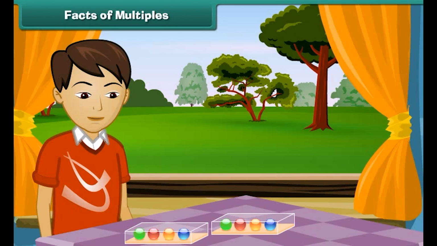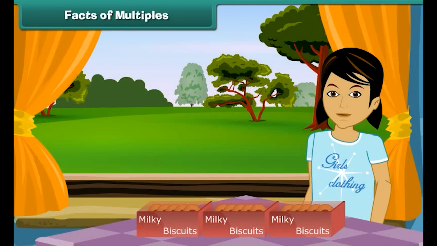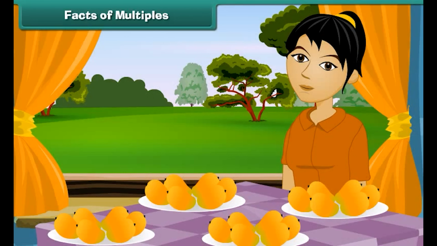Ved buys another box of 4 marbles. He expresses the total number of marbles as 4 multiplied by 2 is equal to 8. Prerna buys 2 more packets of 5 biscuits each. She expresses the total number of biscuits as 5 multiplied by 3 is equal to 15. Rashmi buys 3 more kgs of 6 mangoes each. She expresses the total number of mangoes as 6 multiplied by 4 is equal to 24.